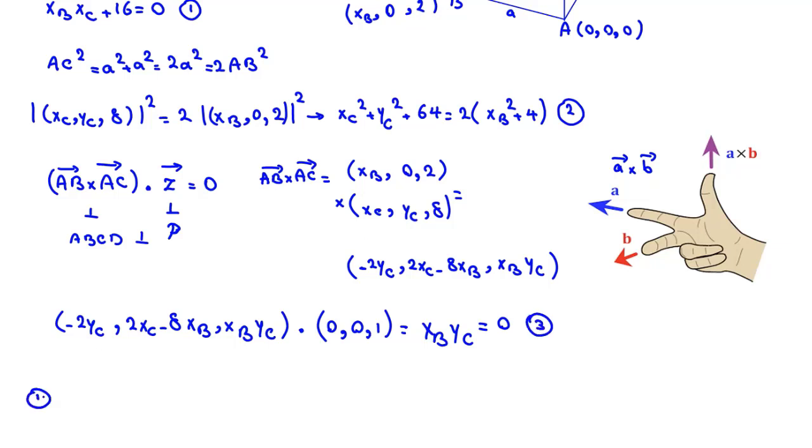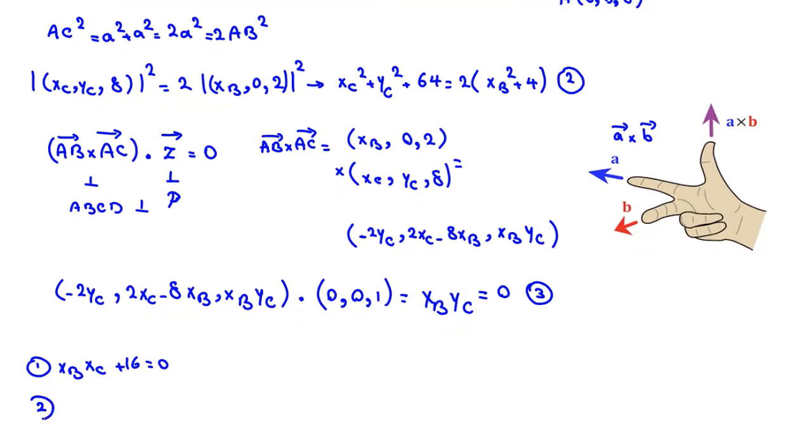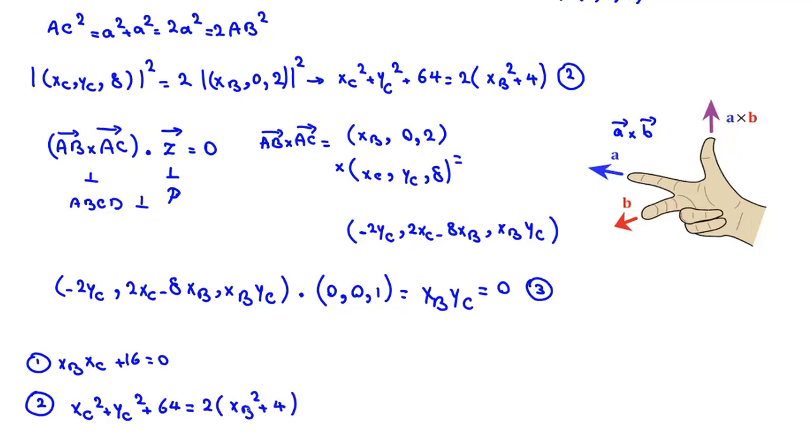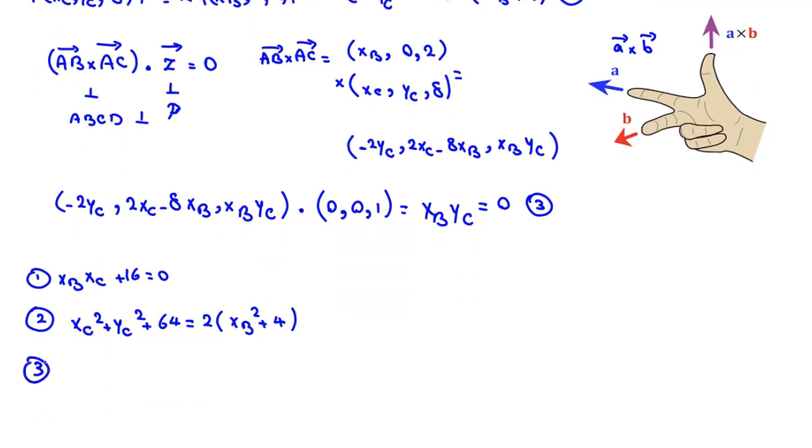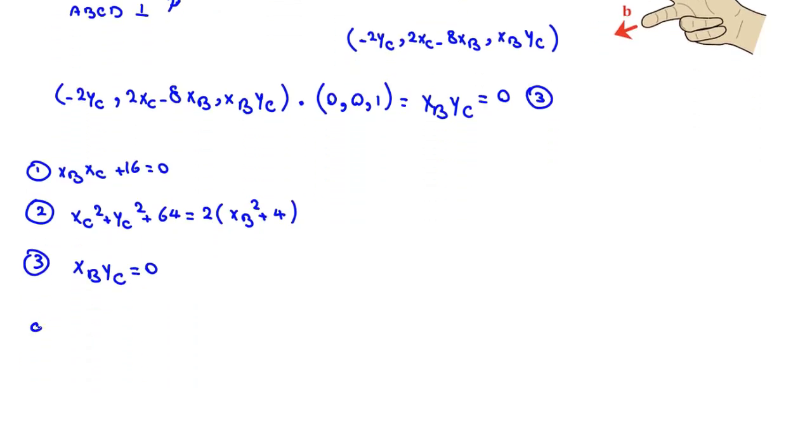So let's write all these three equations. The first one: xbxc plus 16 equals 0. The second one: xc squared plus yc squared plus 64 equals 2xb squared plus 4. The third equation is xbyc equals 0. Okay. Because xbyc equals 0, we consider two cases. Case 1, xb is 0. Case 2, yc is 0. Okay.